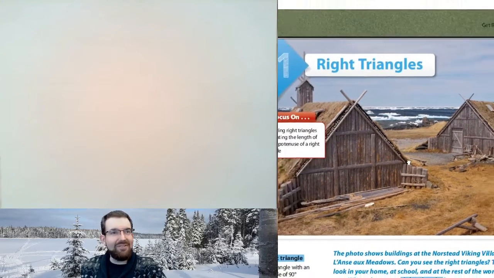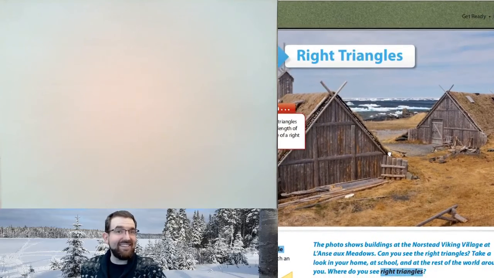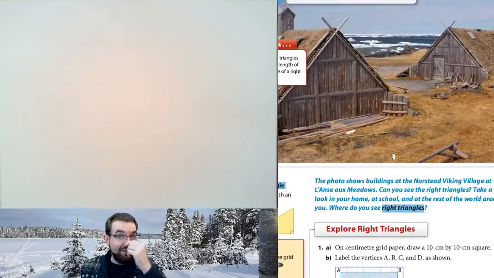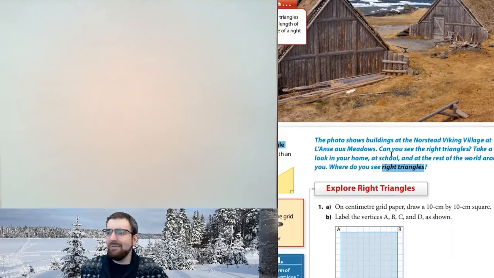I do like this picture, though. Look at that. Lansing Meadows. I don't know if you guys have been to Lansing Meadows, but it's fantastic. It's a very, very long drive, but it looks exactly like that down there with the recreated Viking settlement, right? Pretty cool.